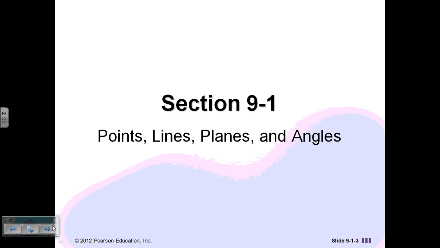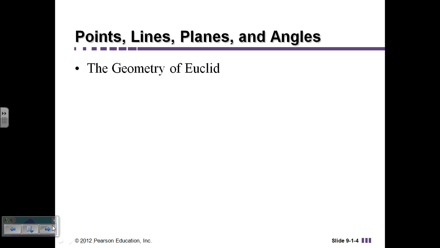So today we're going to be talking about points, lines, planes, and angles. So it's a lot of definitions mostly. So with this section, what we're talking about is Euclidean geometry, or what is Euclidean geometry. We're going to be talking about points, lines, and planes, and we're going to be talking about angles.